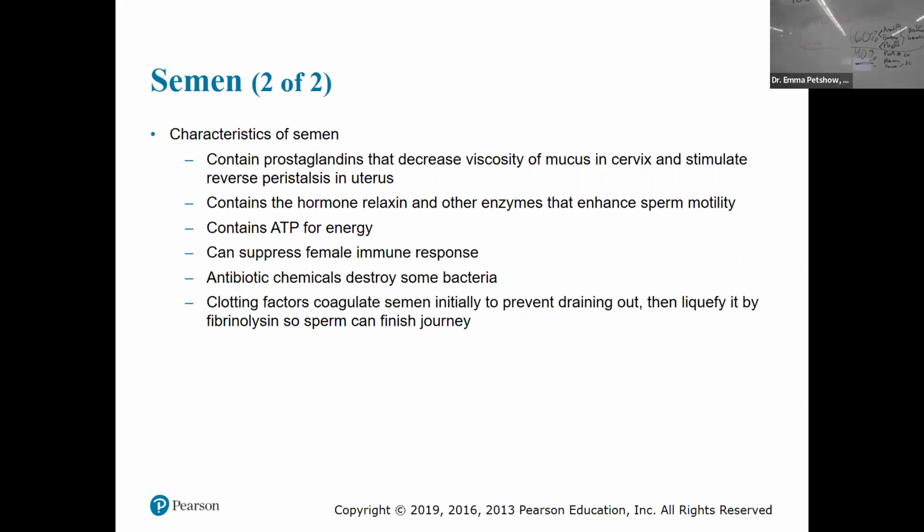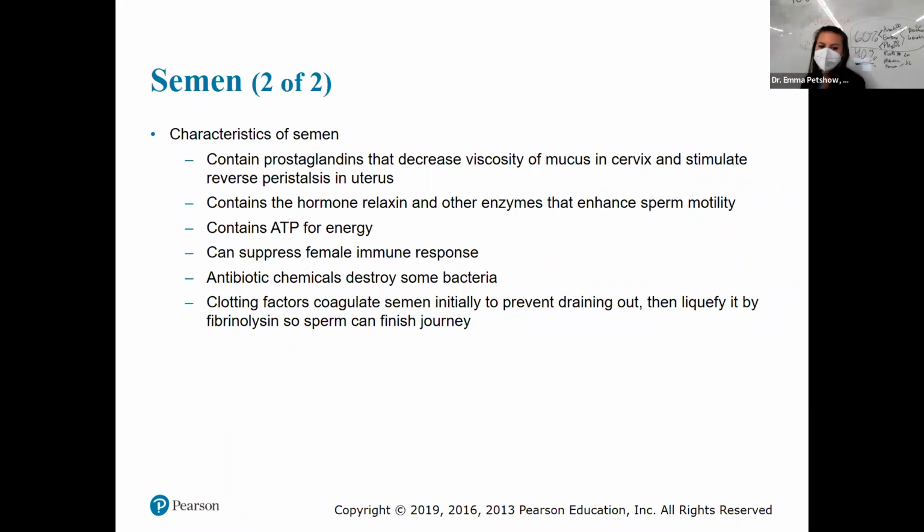Don't memorize all of these things. Just recognize it has energy in fructose for ATP. It has some stuff that can help with antimicrobial resistance. It also is going to have things that help tissue relax and help sperm move easier. That would be the areas I want you to think about.